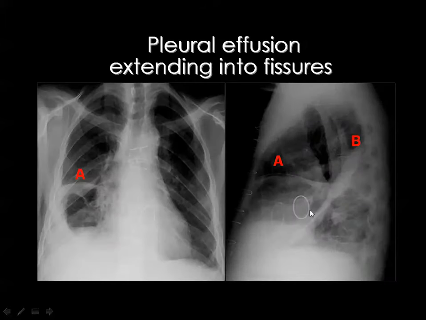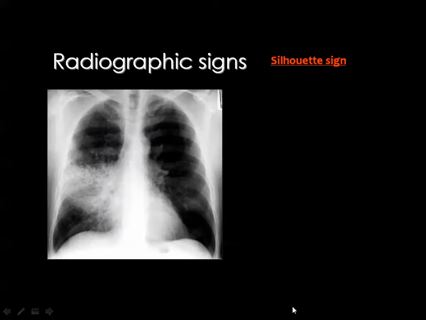And this is a patient with recent cardiac surgery. You look at the sternotomy wire sutures with right-sided pleural effusion that has extended into the major and the minor fissure. Then you can easily appreciate the region of the upper lobe, the region of the middle lobe, and the region of the lower lobe.